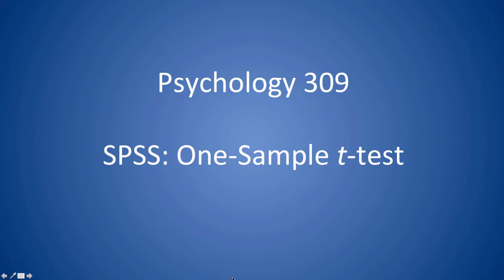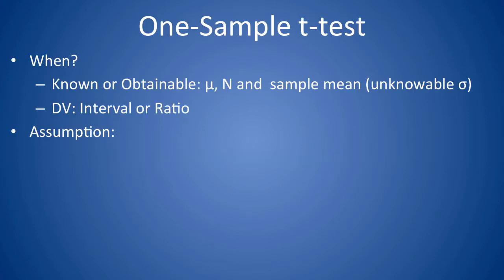Hello, it's Professor Johnson. In this brief video, I would like to show you how to use SPSS to calculate a one-sample t, to generate the associated p-value, and to make a decision, and then what data to use to write up your analysis.